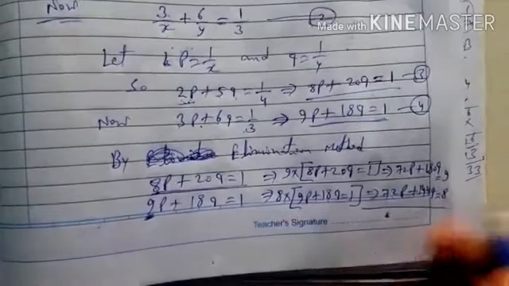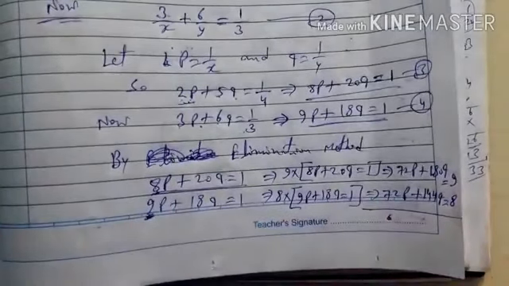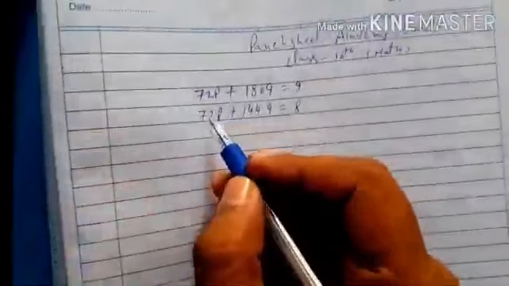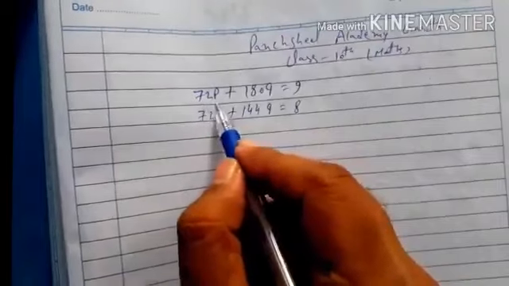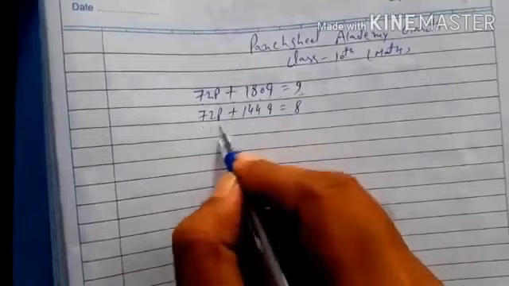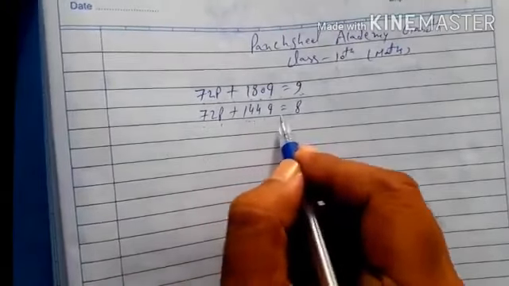Okay, so here are two equations. Solve them on the next page. The equations are 72p plus 180q equal to 9 and 72p plus 144q equal to 8.